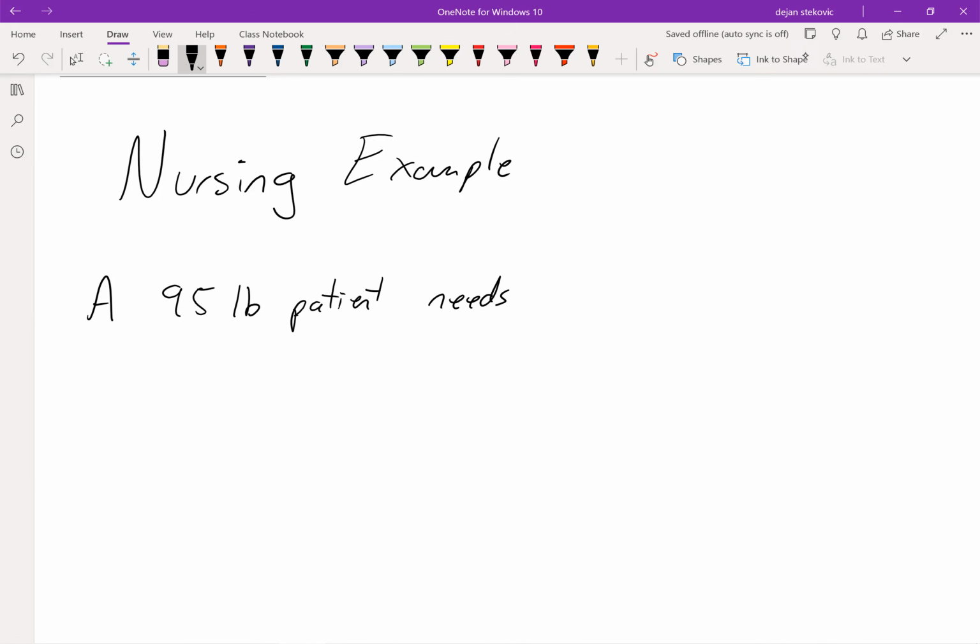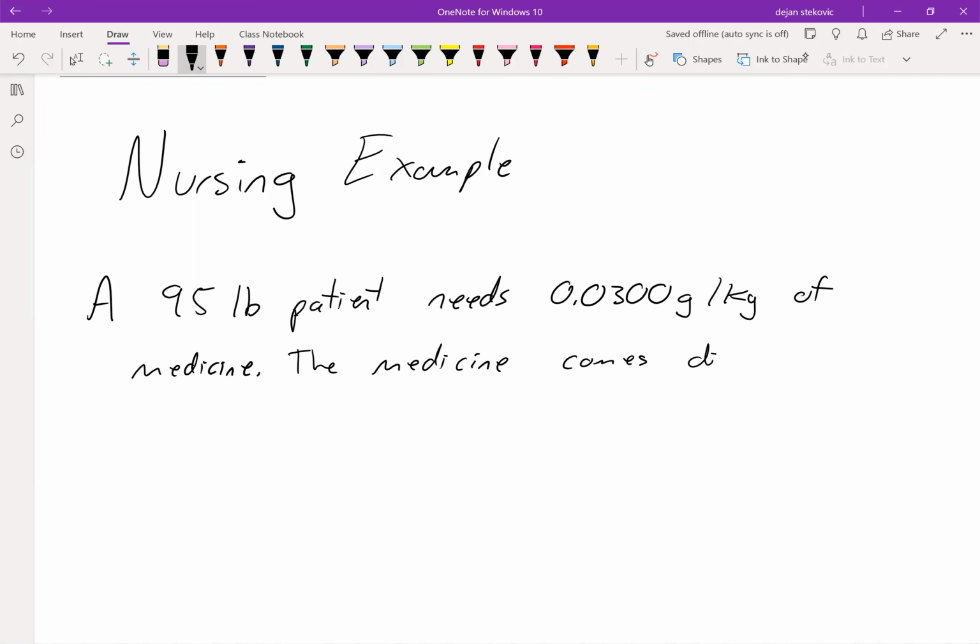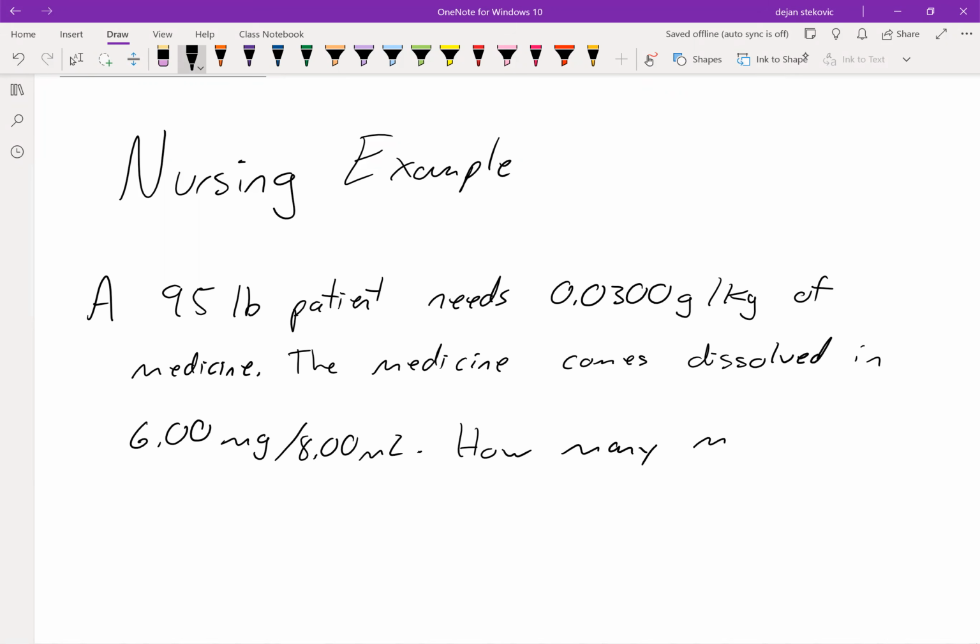needs 0.0300 grams per kilogram of body weight of medicine. The medicine comes dissolved in 6.00 milligrams per 8.00 milliliters of some kind of solution. How many milliliters will you give?